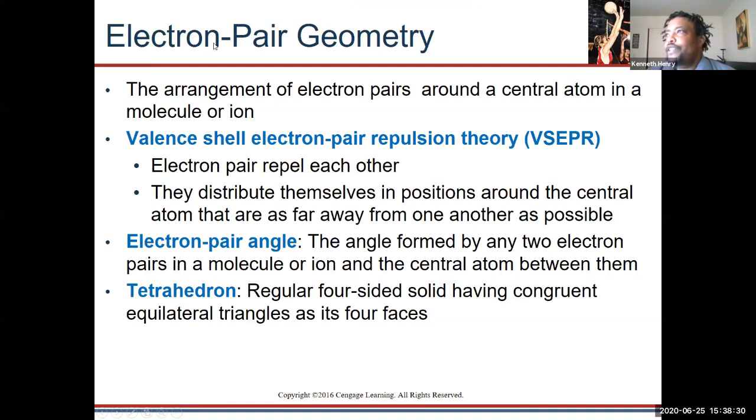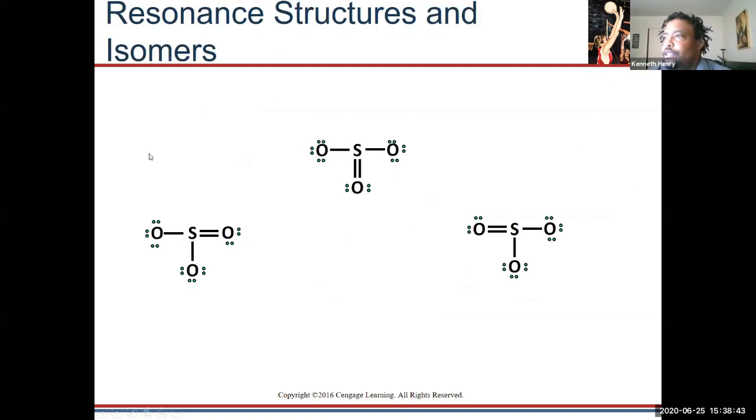Okay, so now we get to talk about electron pair geometry. Remember, we've been talking about those lone pairs. So why do we keep track of all those lone pairs? What is so important about these lone pairs? Those lone pairs actually help us explain the shape of those molecules, right?